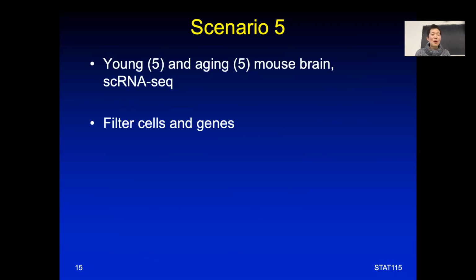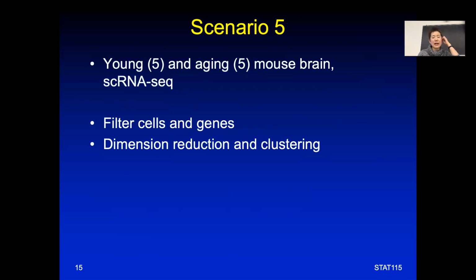So for this one, the first thing you probably want to try is to run the dimension reduction, but you do this per brain first. Just run it on the first mouse, then the second mouse. Do a dimension reduction first, then do clustering, and look at them on t-SNE.